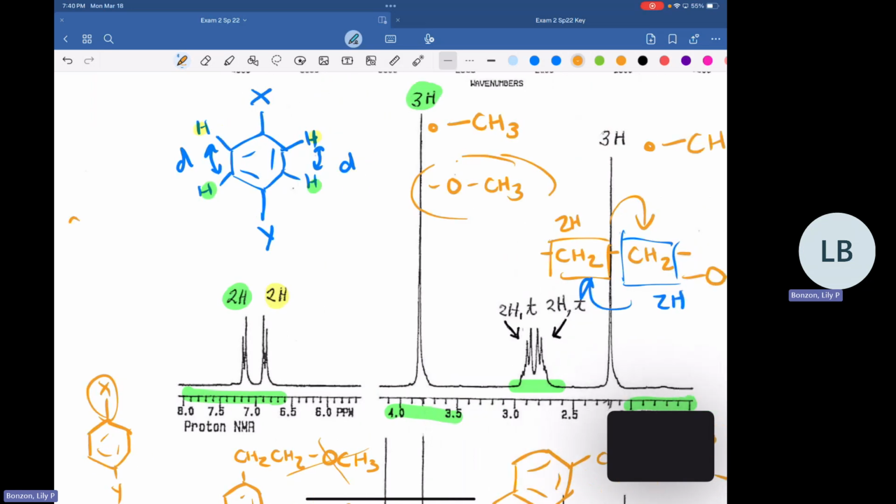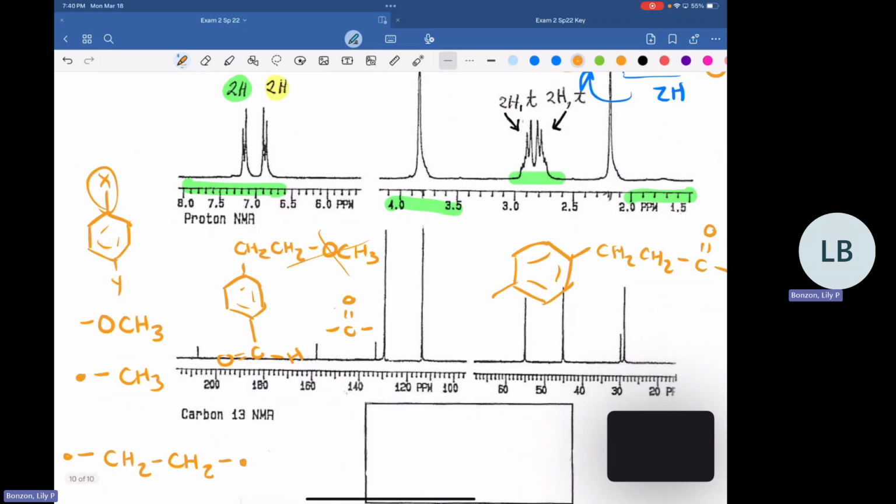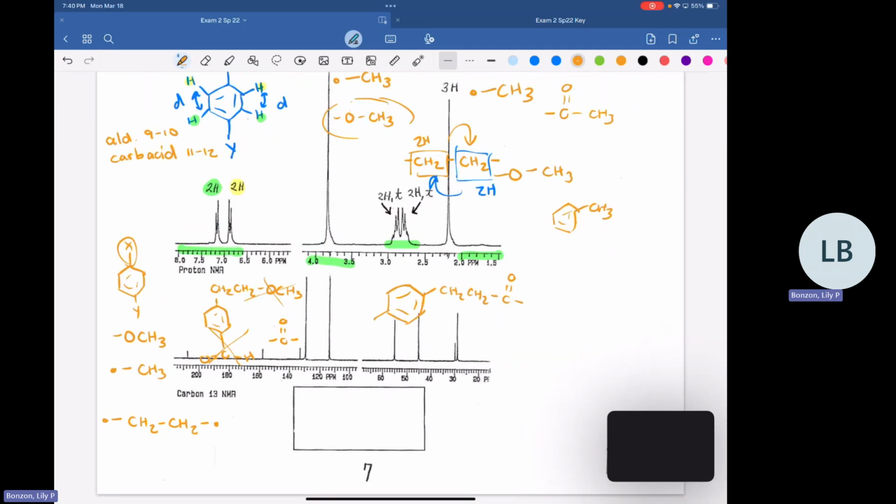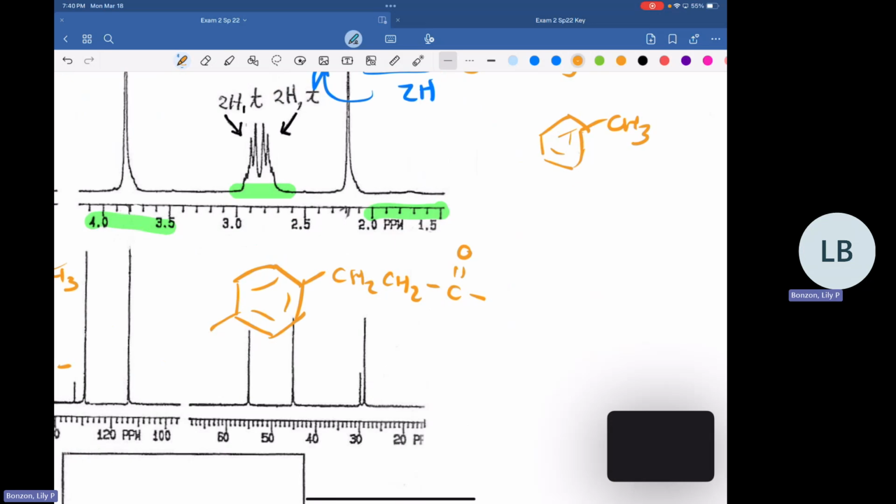So aldehydes and carboxylic acids are going to be even further downfield than the benzene. I think aldehyde is about like 9, right? Yeah. So we've got 9 to 10 for aldehyde, and like 11 to 12 for carboxylic acid, but we don't have any peaks down there. So I'm going to say that we don't have an aldehyde. So our only other option would be to use the carbonyl carbon next to the CH2.